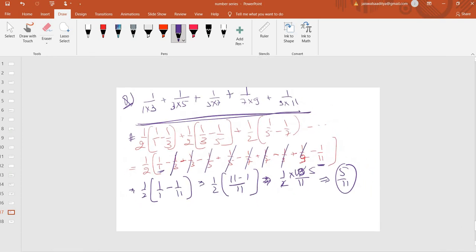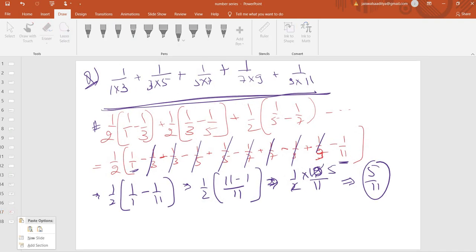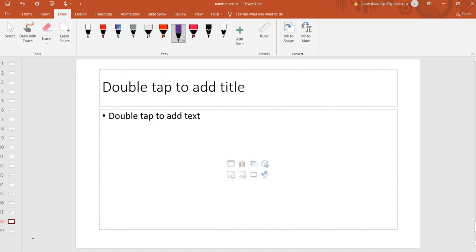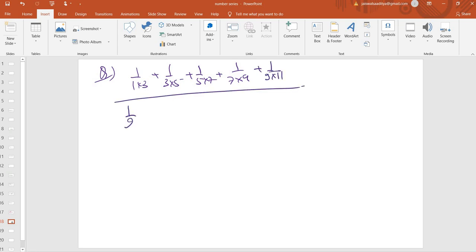So this is the basic thing you can do. Okay, I am going to tell you one thing, how you can do this with some kind of trick. So I'm going to tell you that trick. This was the question, so how will you do it? The question was 1 by 1 into 3 plus 1 upon 3 into 5 plus 1 upon 5 into 7 plus 1 upon 7 into 9 plus 1 upon 9 into 11. See, 1 by 2, or not 1 by 2, sorry.